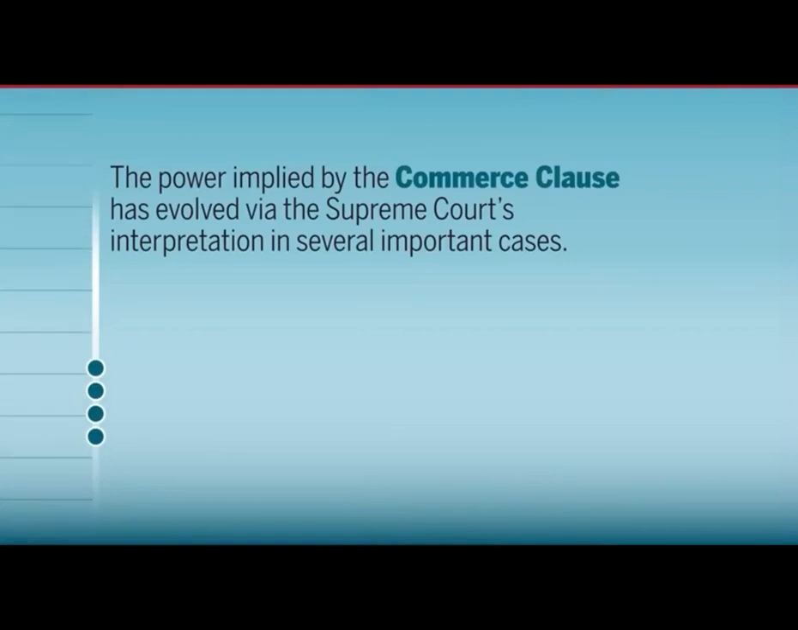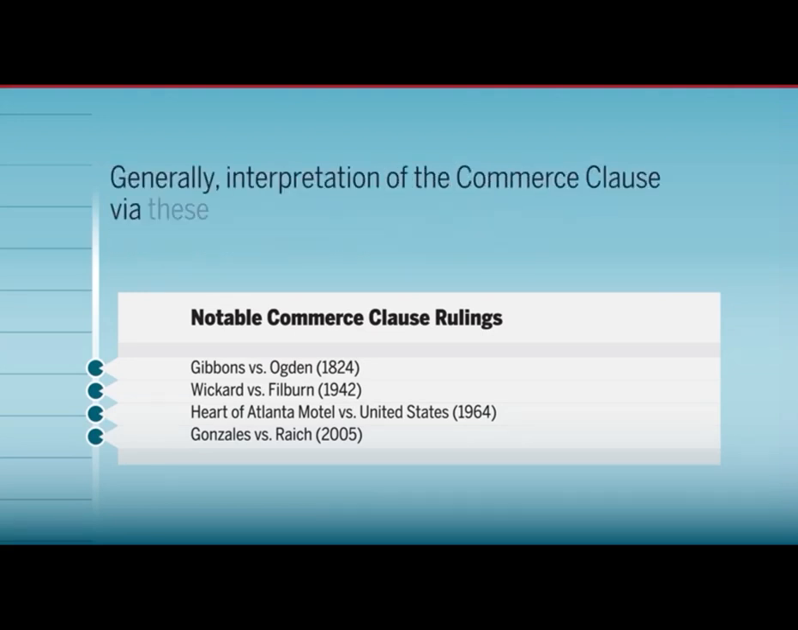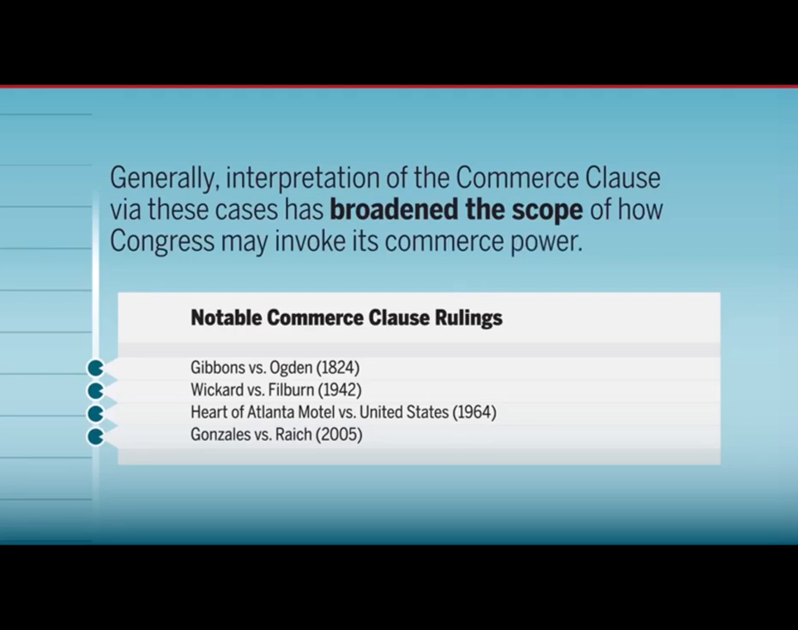The power implied by the Commerce Clause has evolved via the Supreme Court's interpretation in several important cases. Notable Commerce Clause rulings include Gibbons v. Ogden in 1824, Wickard v. Filburn in 1942, Heart of Atlanta Motel v. United States in 1964, and Gonzales v. Raich in 2005. Generally, interpretation of the Commerce Clause via these cases has broadened the scope of how Congress may invoke its commerce power.